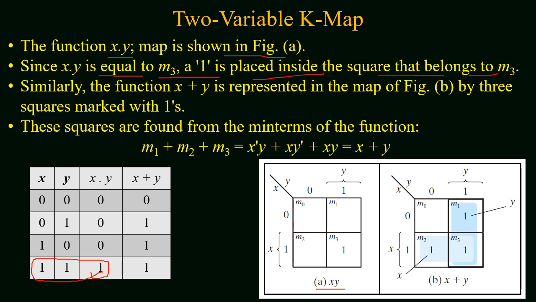And similarly, the function x plus y is represented on the map shown in figure B. And if you look at the truth table of function x plus y, for the combinations 0 1, 1 0 and 1 1, we have an output of value 1. So in this case, three minterms m1, m2 and m3 are marked with 1 in the map. Now if you combine these minterms, we will have the function m1 plus m2 plus m3, and if you simplify them, you will get the result x plus y.